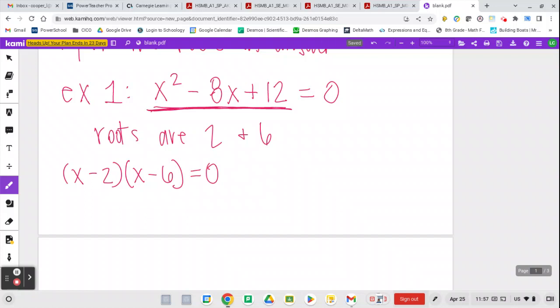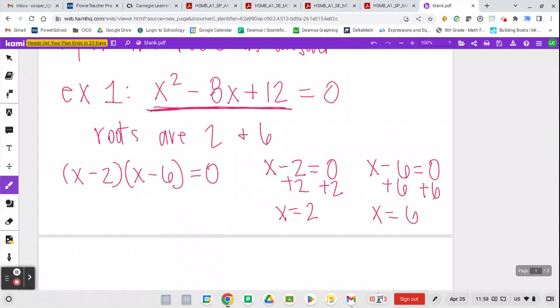Then they want you to split these. They want you to do x minus 2 equals 0, x minus 6 equals 0, and solve. Add 2, you get x equals 2. Add 6, you get x equals 6. So your answers are 2 and 6. Do you see why I decided not to do that part? Because you don't really need to, okay?